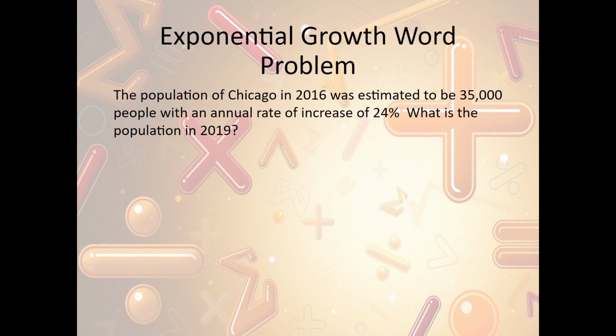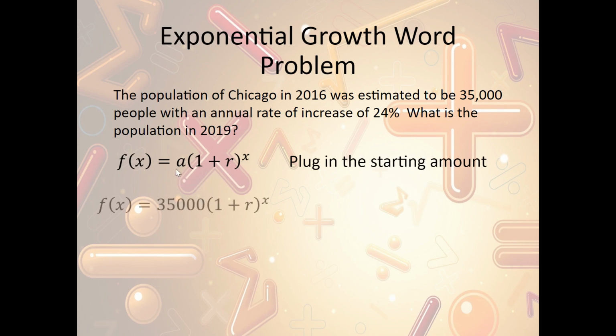Let's look at a word problem for exponential growth. It says the population of Chicago in 2016 was estimated to be 35,000 people with the annual rate of increase of 24%. What is the population in 2019? So first of all, we're going to go ahead and use our formula of f of x equals a times (1 plus r) to the x. And we're going to plug in the starting amount. Well, what did it start out at? Well, it started out at 35,000, so that goes in for a. So this is f of x equals 35,000 times (1 plus r) to the x.